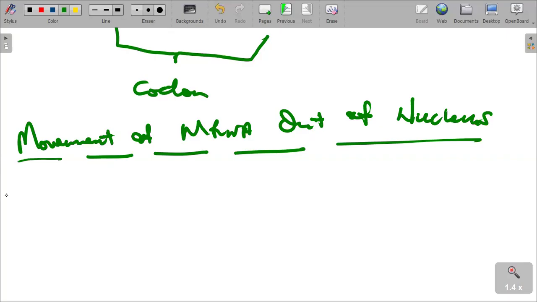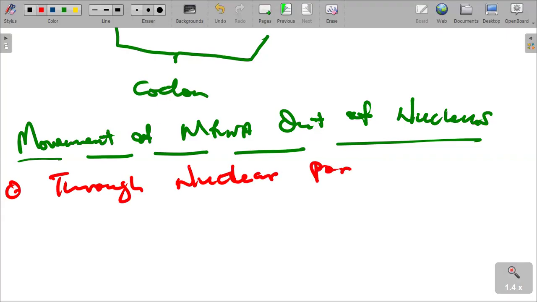It moves out of the nucleus through the nuclear pore. I showed you the gaps, the openings that are surrounding the nucleus there. And then what happens is that it moves out of the nucleus through the nuclear pore into the cytoplasm.